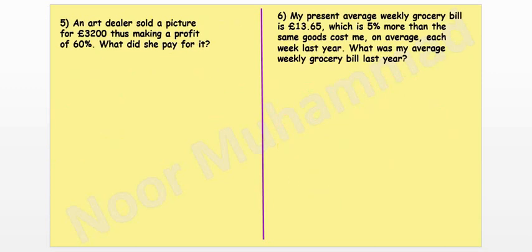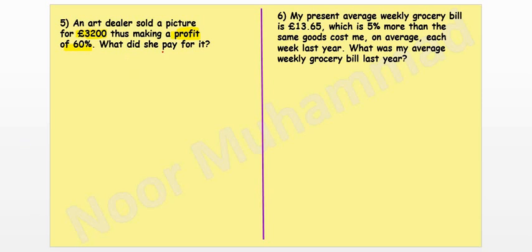I will just help you to underline the keywords and then you will solve them on your own. An art dealer sold a picture for this one, thus making a profit of 60%. What did she pay for it? So here we have the word profit. That means profit is a case of increased percentage, right? What did she pay for it means what was her buying in price.